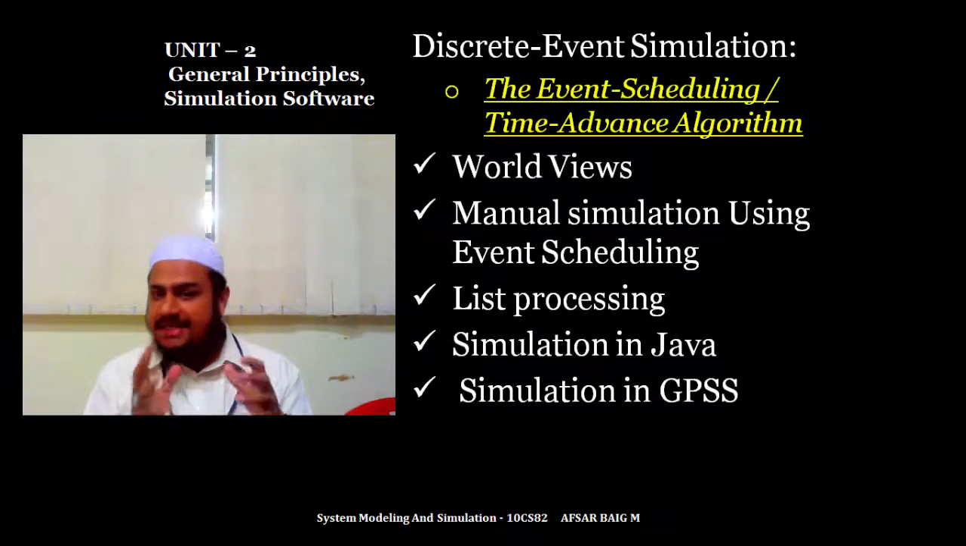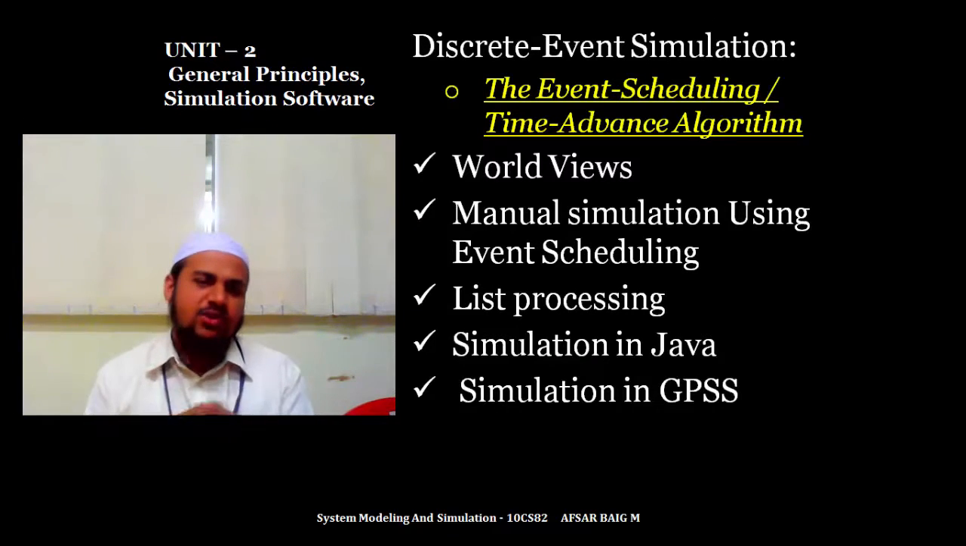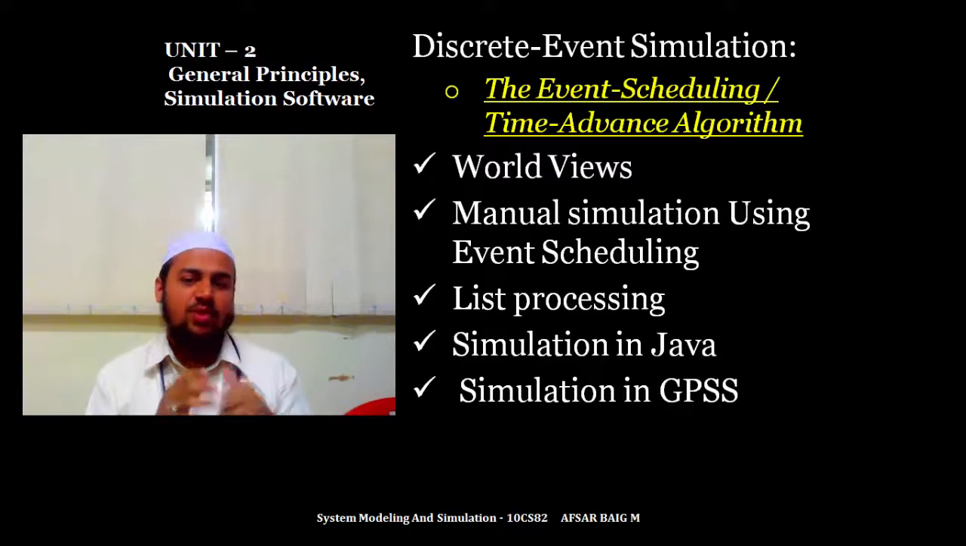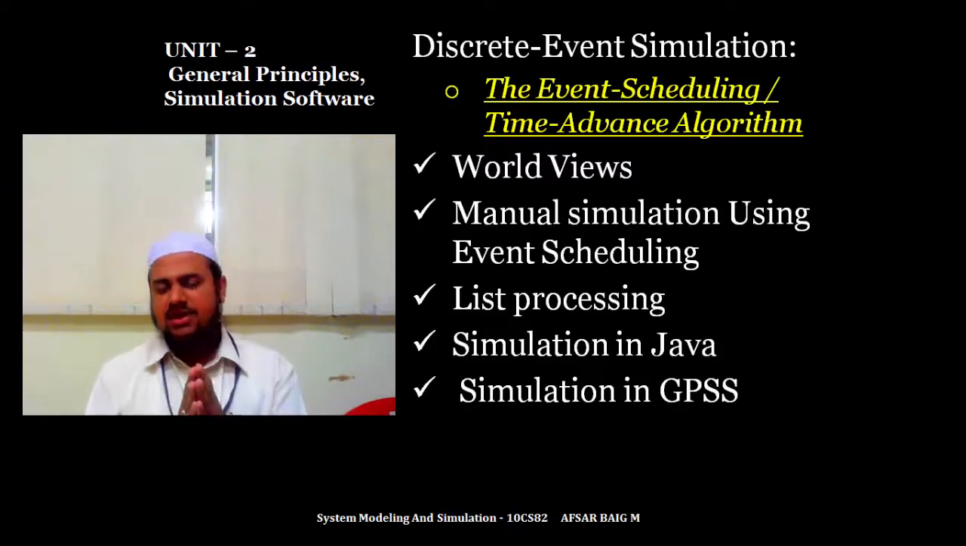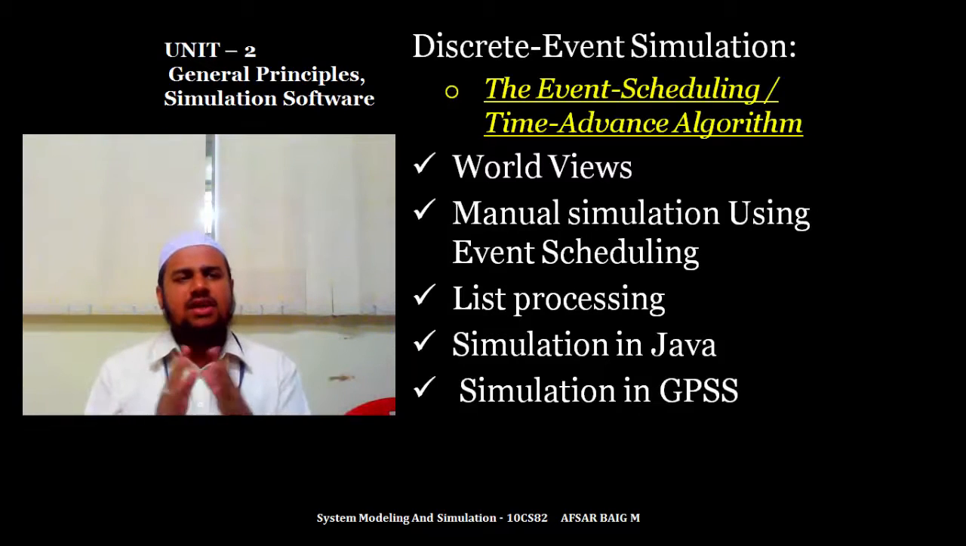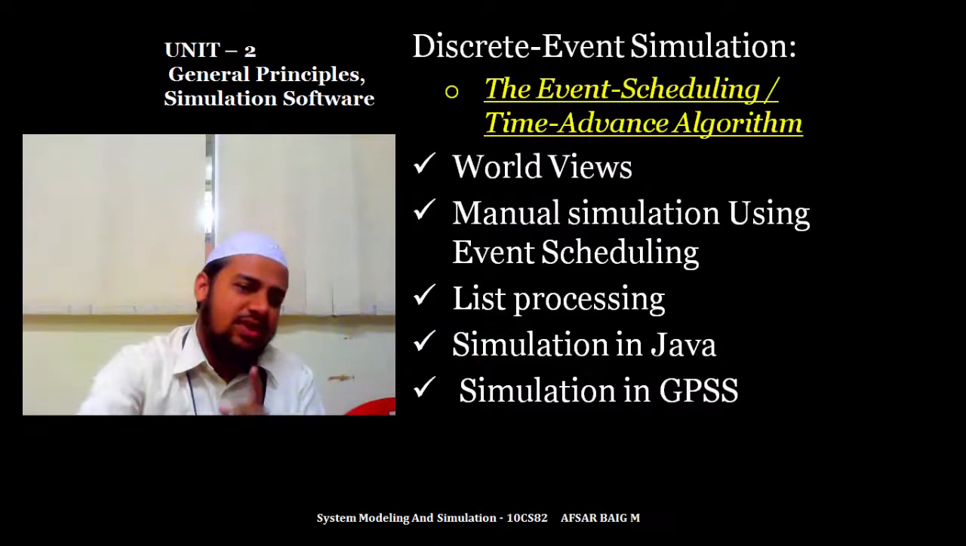Then we talk about list processing because we are going to make a lot of different types of lists. So we'll be talking about what are the different types of list and how we have to process them. Then we'll move on to the software side, how simulation can be done using the Java programming language. We'll not go in detail, we'll be giving just a brief idea about how Java can be used and what is a tool that is available in Java that can be used for simulation. That's about unit 2.